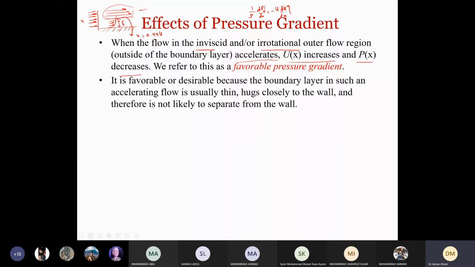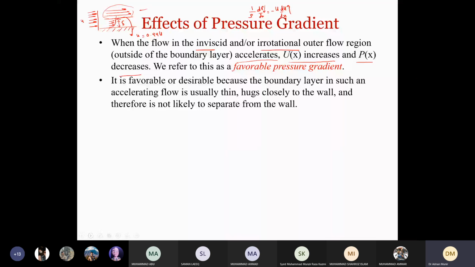Because of this high inertia, there is very much likelihood that the flow will not stick to the structure. In case it sticks, the boundary layer will be very thin because of the high inertial flow. That is why it is called favorable pressure gradient. In this case, we don't have any boundary layer, or if we have a boundary layer, it is very thin and we can ignore it.